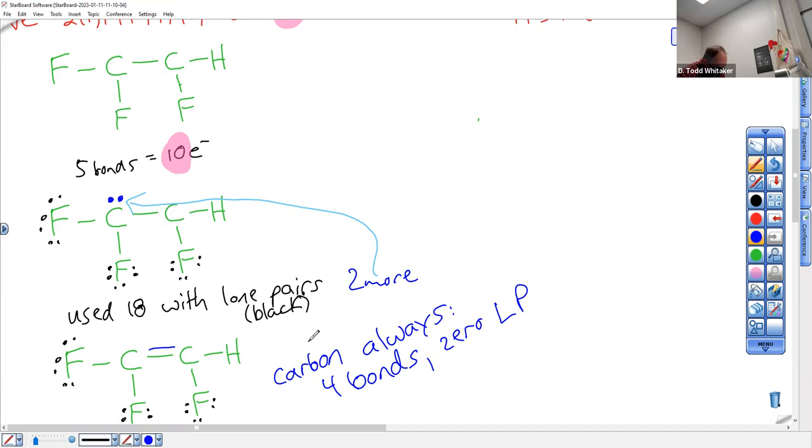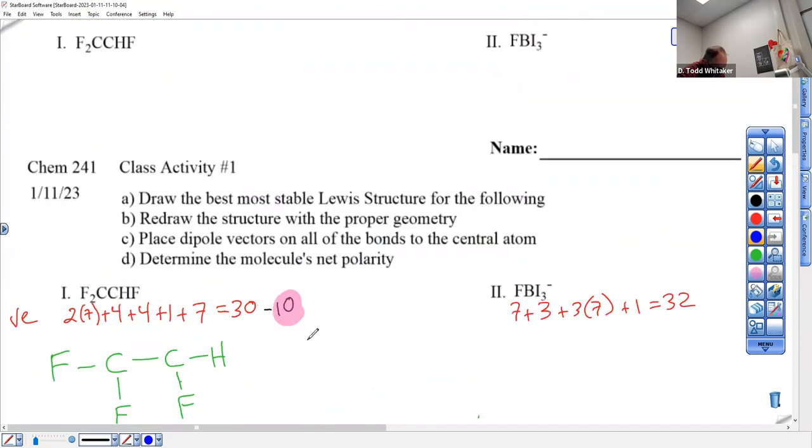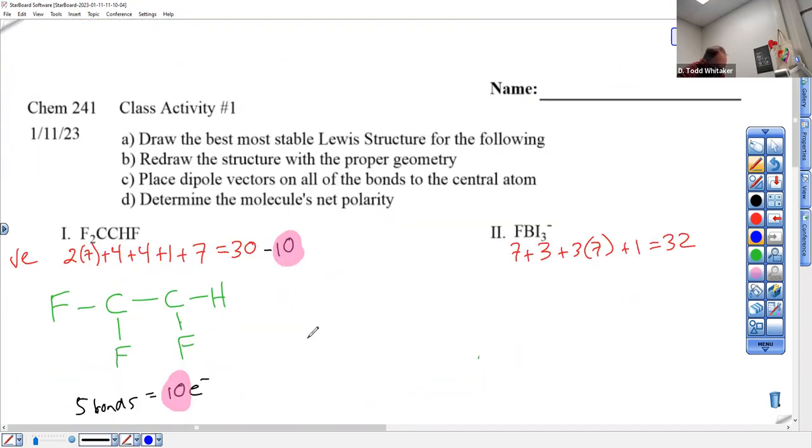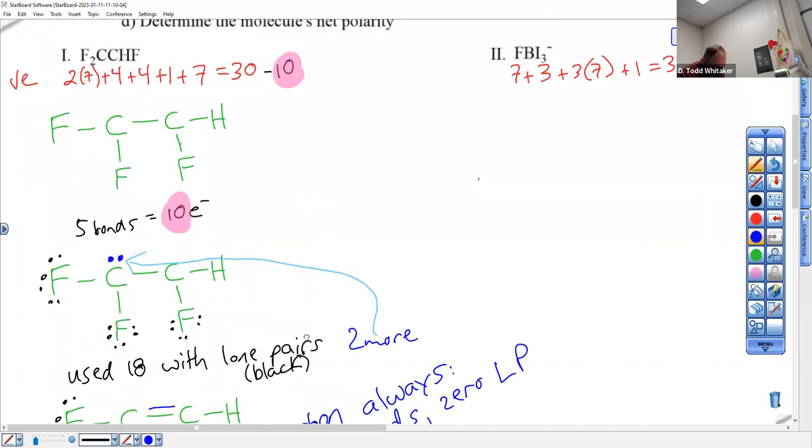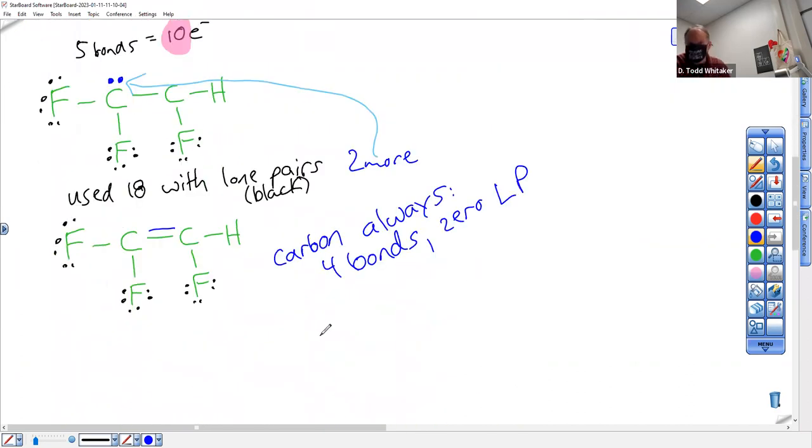How far have we gotten with this? We got part A done. Redraw the structure with proper geometry. We don't even know what that means. Some of us do. You remember geometry a little bit, right? In fact, I have good news for you. You learned about 12 geometries in 141.